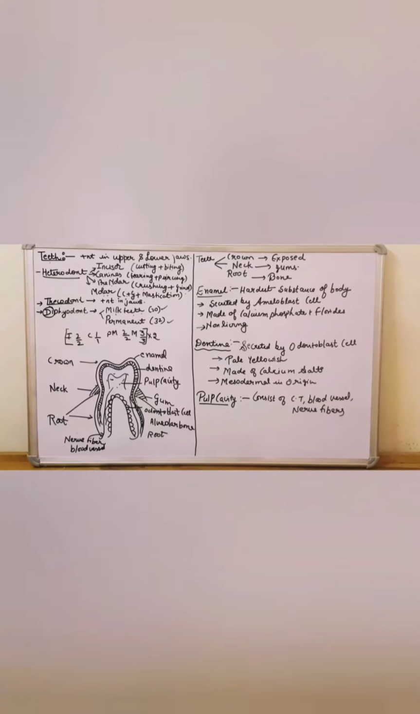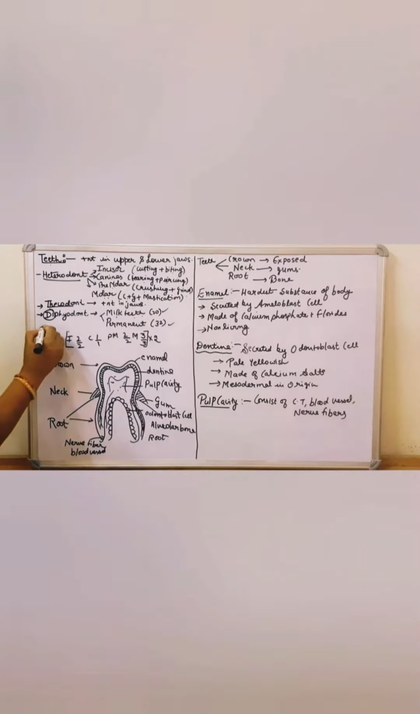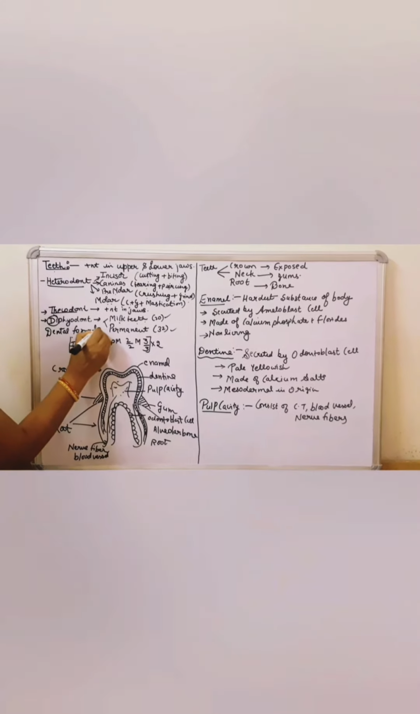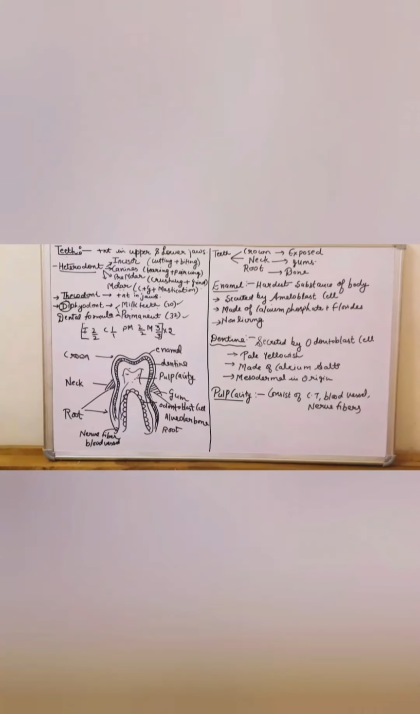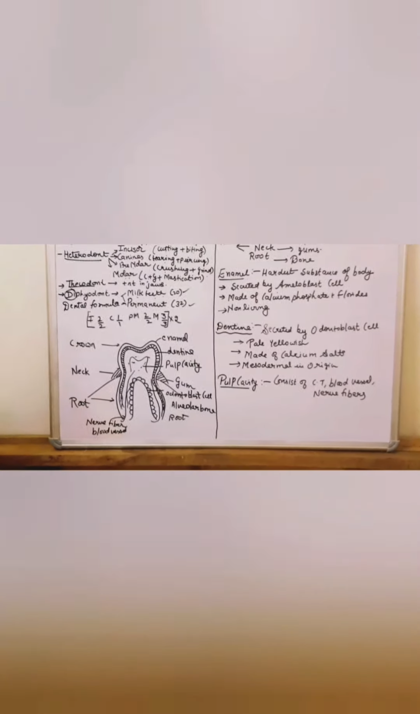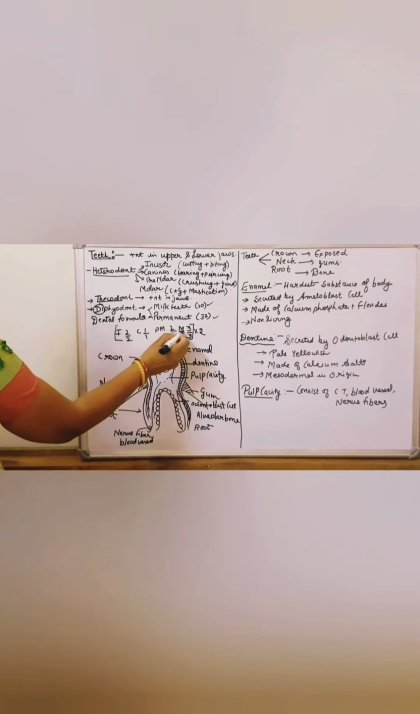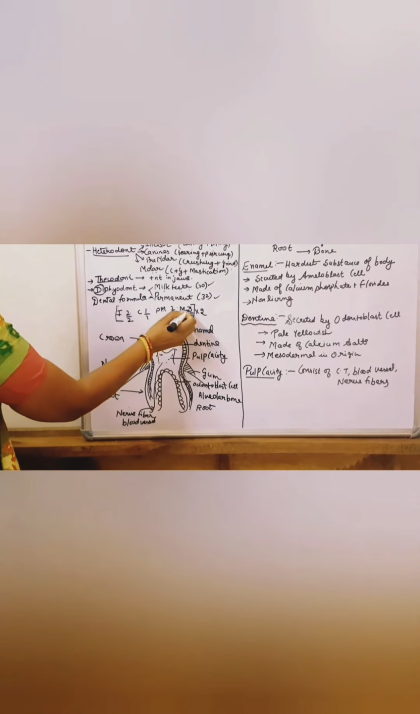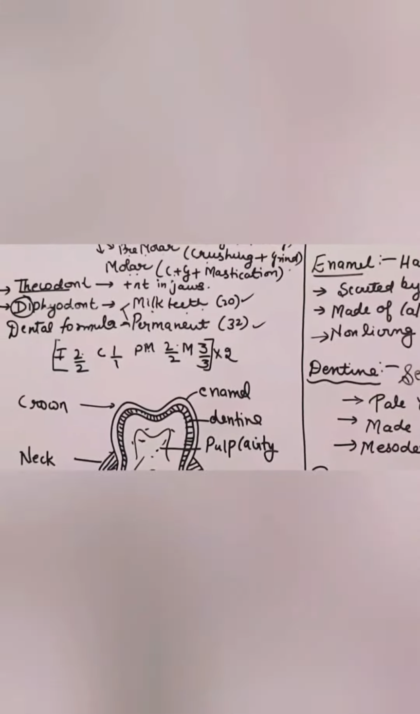Their number and type is represented by a formula known as the dental formula. The dental formula expresses the arrangement of teeth, with the numbers expressing the kind of teeth in one half of the upper and lower jaw. It means that incisor, canines, premolar and molar are represented by 2 by 2, 1 by 1, 2 by 2 and 3 by 3, and the whole set is multiplied by 2. That is the dental formula.